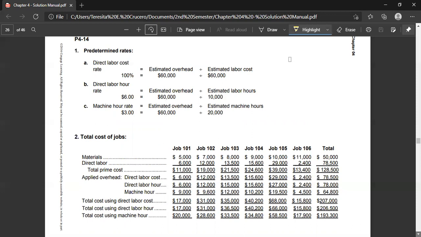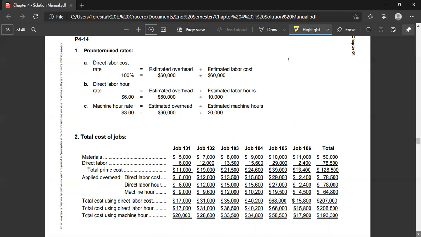Here we multiply 6 by 2,500 direct labor hours. Here we multiply by 2,600 direct labor hours. And for job 105, a total of 4,500 direct labor hours times 6. In job 106, a total of 400 direct labor hours times 6. So we now get a total of 78,000.